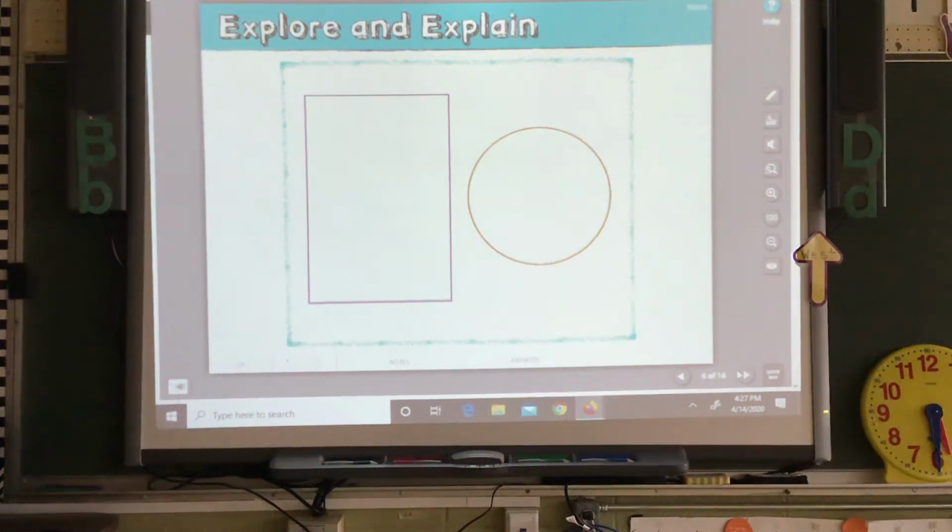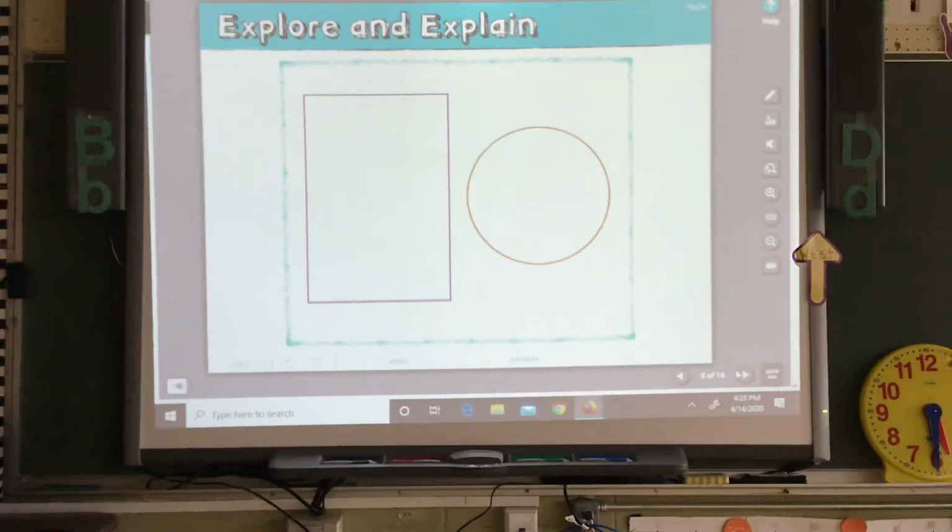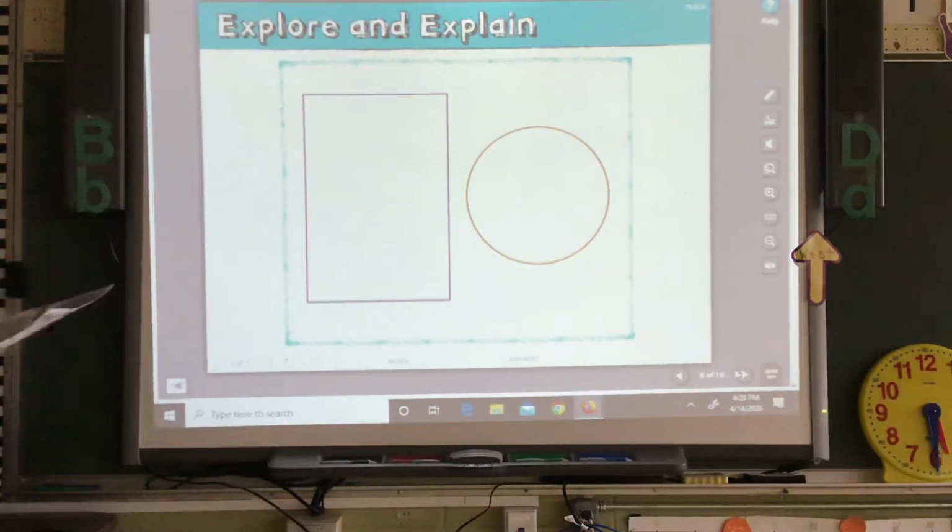Okay, this is lesson 10 and it's for Tuesday, April 21st. And the title of your lesson today is called Quarters and Fourths. Okay, so a quarter of something is the same as a fourth.